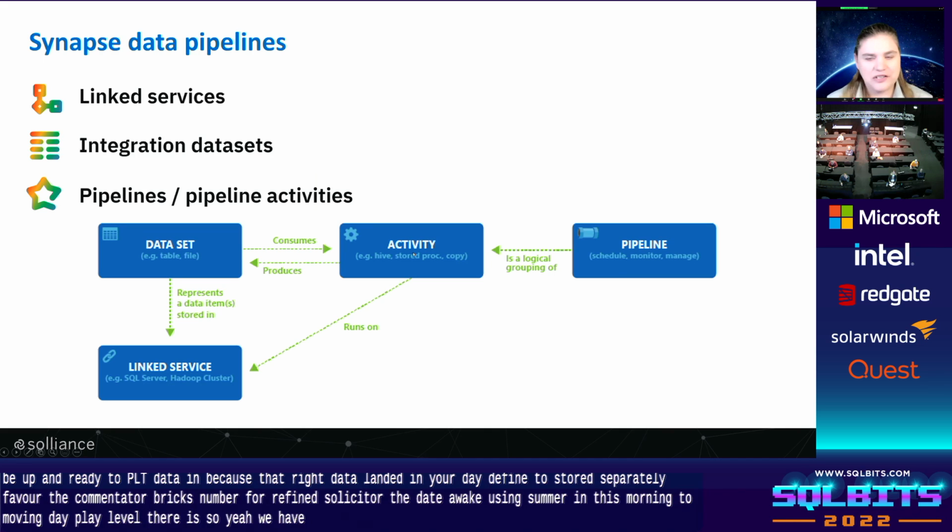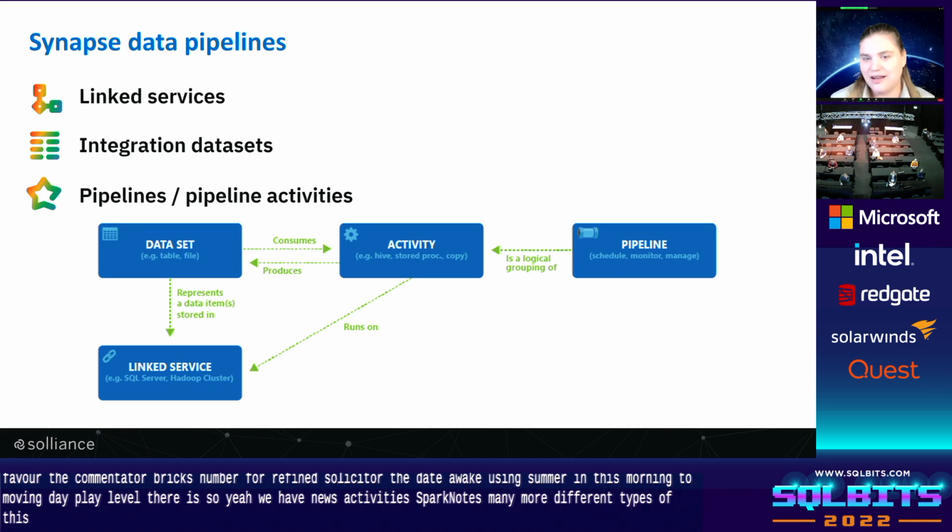And these activities could be anything from a PolyBase-based copy activity, Spark notebooks, data flows, stored procedures, and many more different types of activities that are available. We'll be seeing those later in a demo. These activities consume or produce data described by what's called a data set. So this could be tables in a database, CSV files, Parquet files, and more.